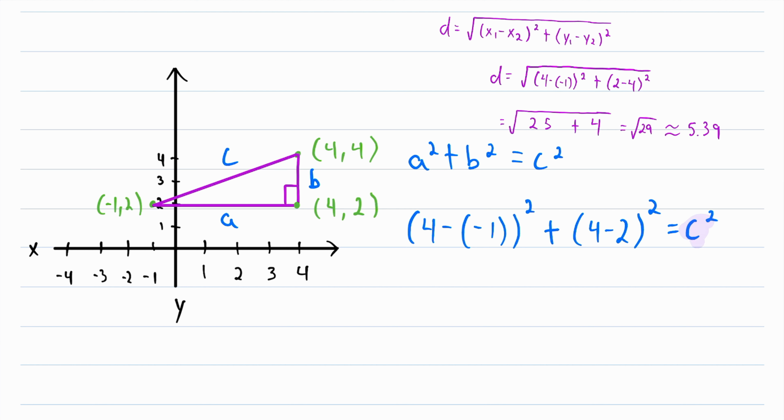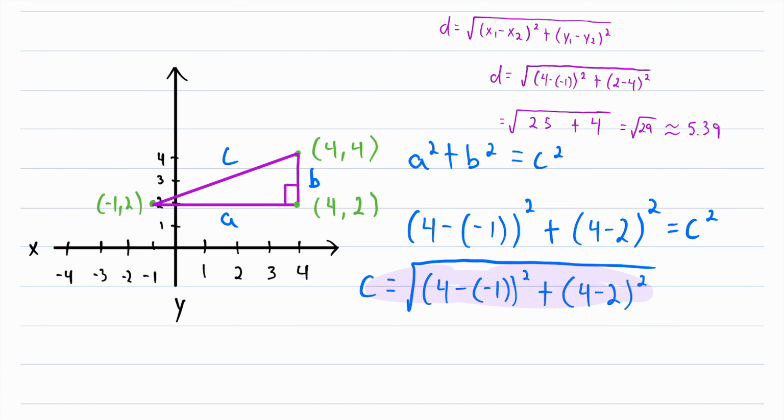We want to find c, the distance, so we should take the square root of both sides to get rid of this exponent. Then, taking the square root of c squared leaves us with c, I'll write that here. What is that equal to? It's equal to the square root of all of this junk. And you can see this is exactly the equation we had above using the distance formula. So that's pretty cool. That's where the distance formula comes from. It's just a useful application of the Pythagorean theorem.